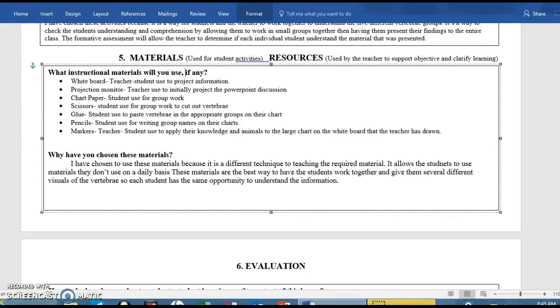Why I've chosen these materials. I have chosen these materials because it's a different technique to teaching the required material. It allows the students to use materials they don't use on a daily basis. These materials are the best way to have the students work together, giving them several different visuals of vertebrates so that each student has the same opportunity to understand the information.